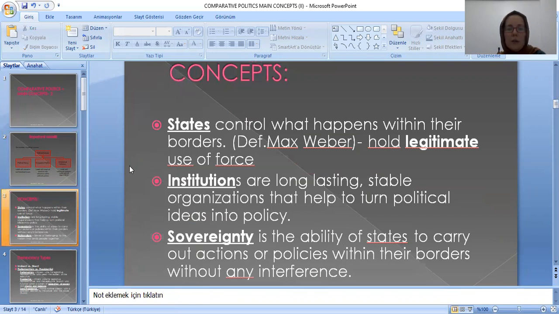What are the concepts that I will focus on today? The first is nation states. States control what happens within their borders. Max Weber has made a definition of what state is. States hold legitimate use of force. Institutions are long-lasting, stable organizations that help to turn political ideas into policies. Sovereignty can be defined as the ability of states to carry out actions or policies within their borders without any interference.